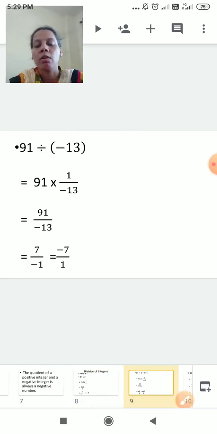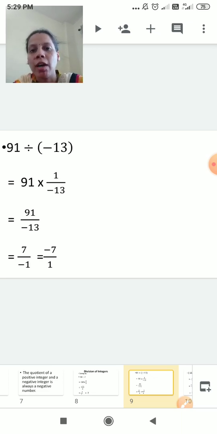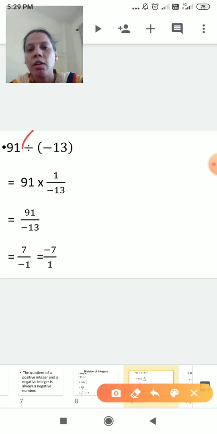Now the next sum, as you can see here, 91 divided by, in brackets, minus 13. What is the first integer here? 91. What is the second integer? Minus 13. Correct. Now first step, we will write down the first integer as it is. What is the first integer here? 91. Very good. So we will write down 91 as it is. In place of divide, what will we do? In place of division, we will write down the multiplication sign. Correct. And what will we do next?